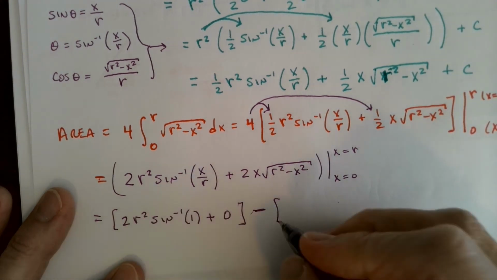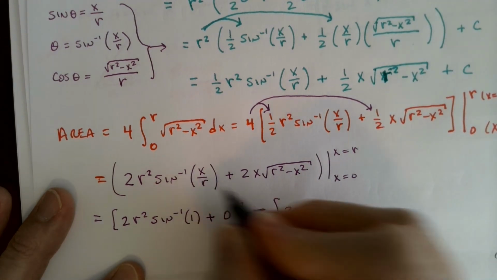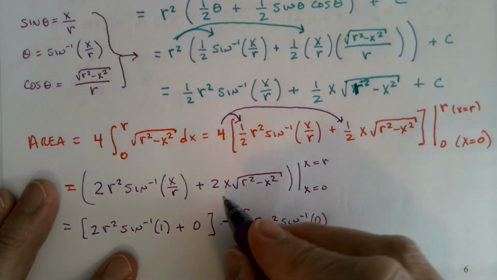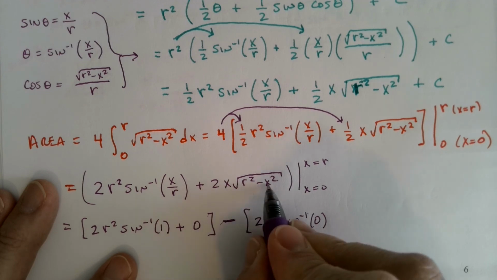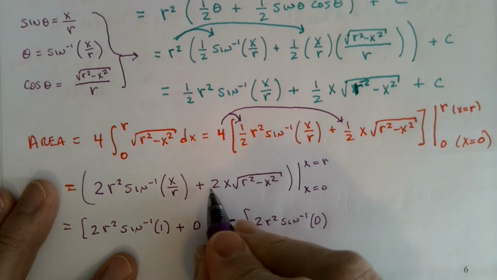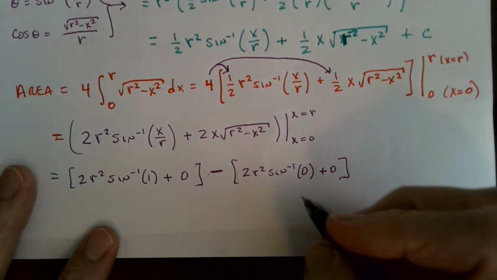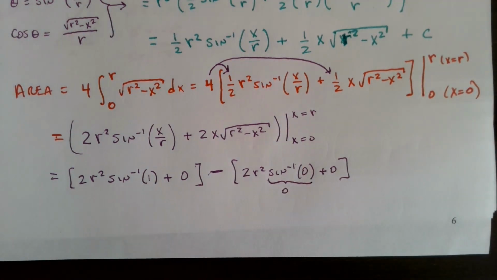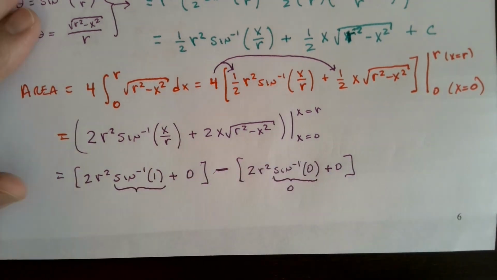Well, if it's 0, I get 2 r squared inverse sine 0 divided by r, inverse sine of 0. And what is inverse sine of 0? Think about that. Plus what? If I plug in x equals 0, I get r squared minus 0. I get r here, but 0 times anything is 0. So plus 0 there. Okay. Well, inverse sine of 0, what is that? Inverse sine of 0 is 0, since sine of 0 is 0. But what is sine inverse of 1? Sine of what gives you 1?